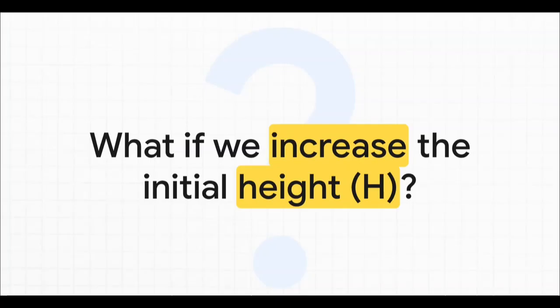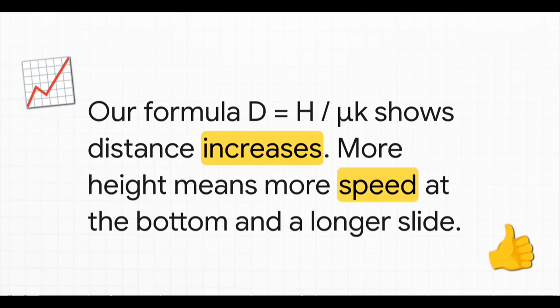So first question for our sense check, what if we start the block from way higher up? Your gut feeling probably tells you it should slide farther, right? And yup, our formula totally backs this up. D is directly proportional to h. If you double the starting height, you're going to double the sliding distance. The math matches our intuition. Perfect.